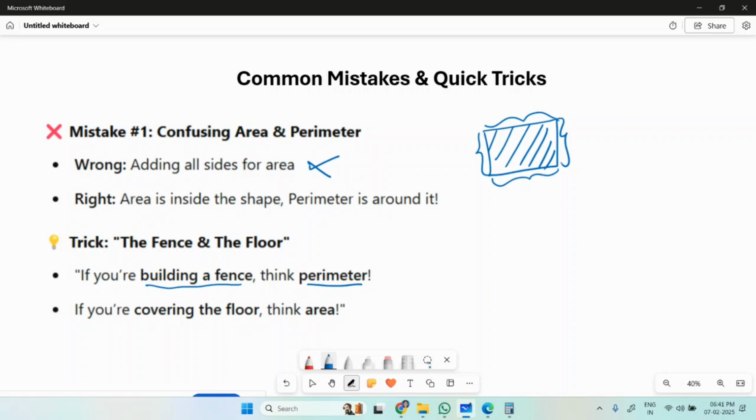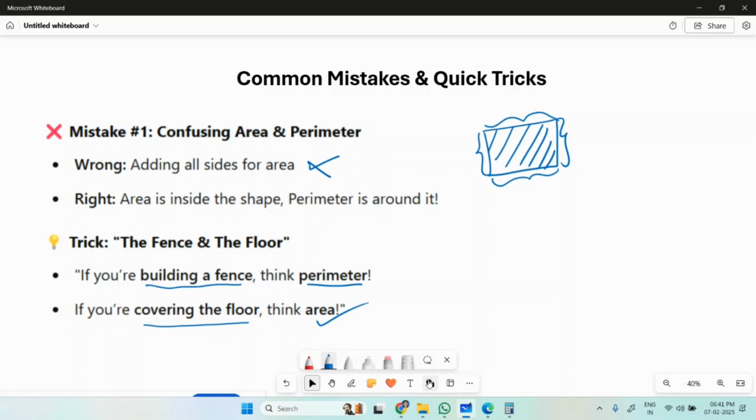The trick is in the question. If you see building a fence, then think that that is a perimeter. You have to solve the perimeter. And if you see covering the floor or covering the tiles or covering the particular area, if you see such type of words, then think that that is an area. You have to find out area. Okay, that is the most common mistake children will do.